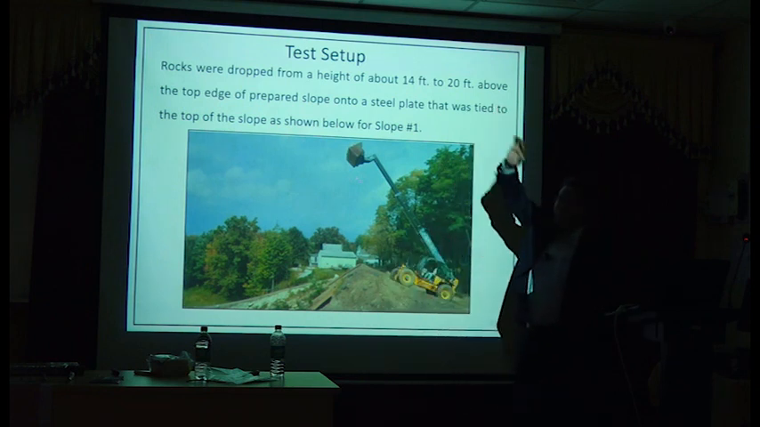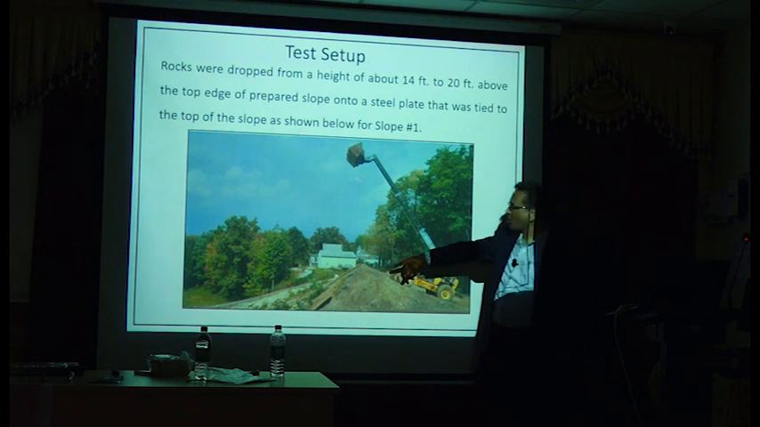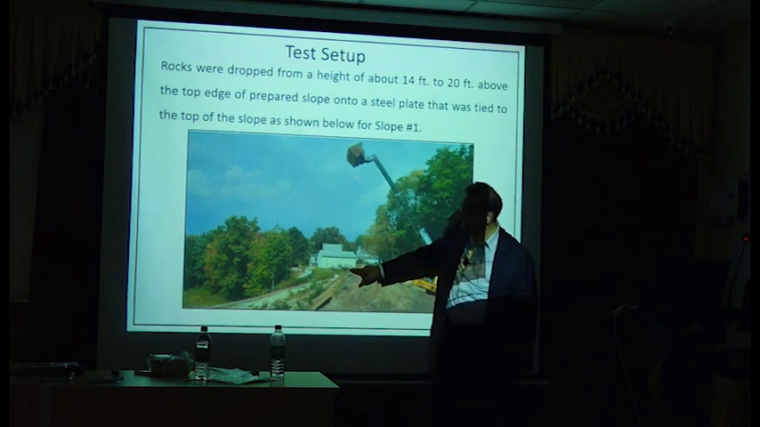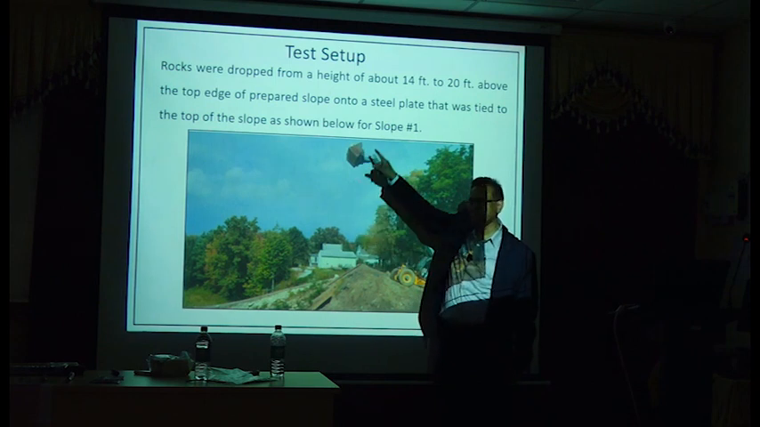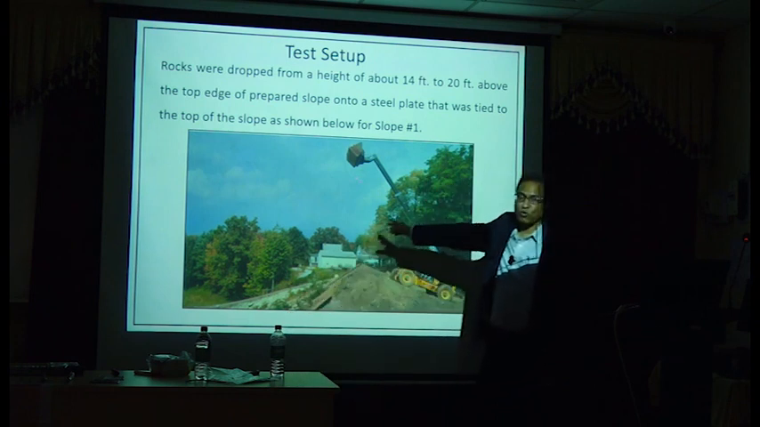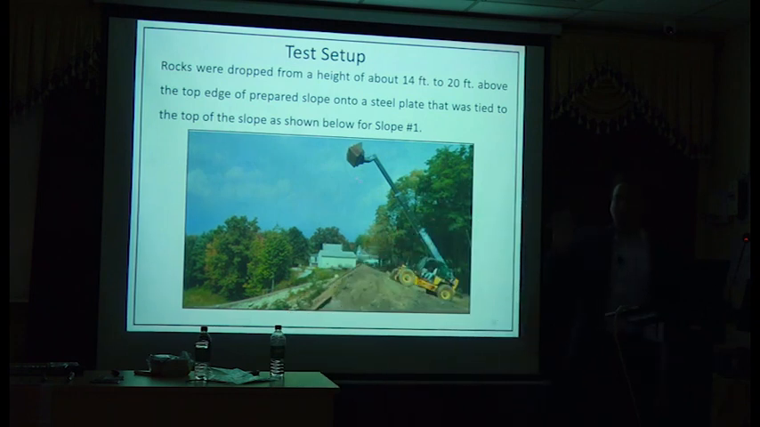Remember the top of the slope I showed you initially, one slide, the top of the slope. So we lift it all the way from here to here. From here to here is another 30, 40 feet. And then another 60 feet. So that's close to 100 feet. 100 feet is about 33 meters. Okay? That's how much it drops.